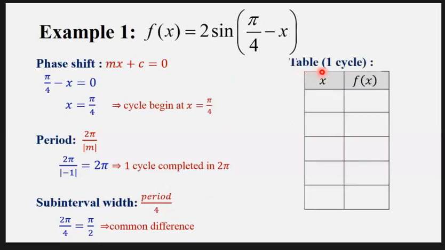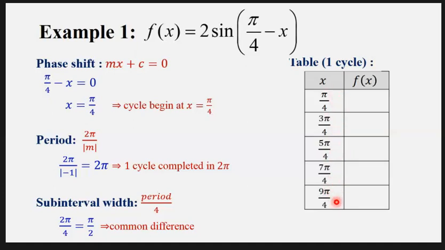So in the table here, we're going to construct a table of one cycle only as reference, where I will begin the first x value using the value from the phase shift, which is π/4. For the next values, we add on the common difference that we have just found, the subinterval width, π/2. So we add on π/2, again and again, four times.